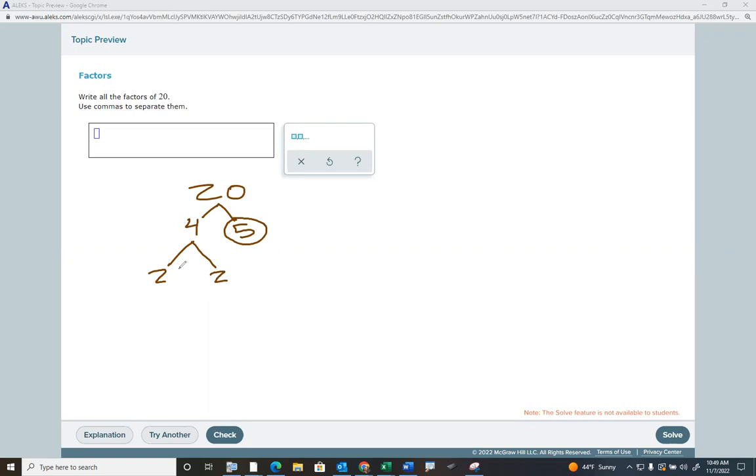And 2 is a prime number. In fact, it's the only even prime number. There's nothing that divides into it besides 1 and 2. So we get fruit for both of those. So that tells us that 20 is 2 times 2 times 5. Or if you want, you could write 2 squared times 5.